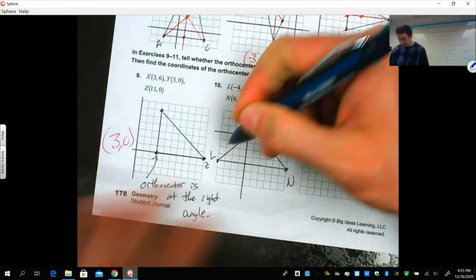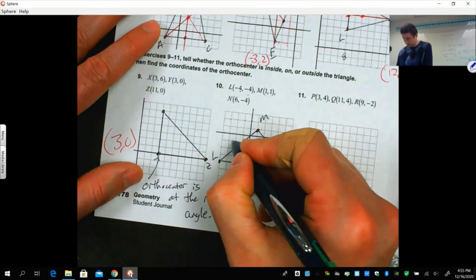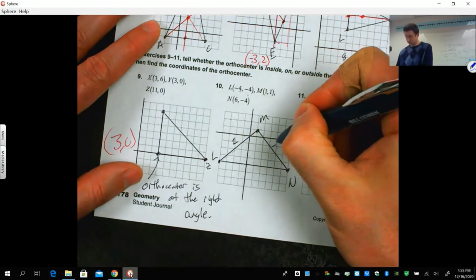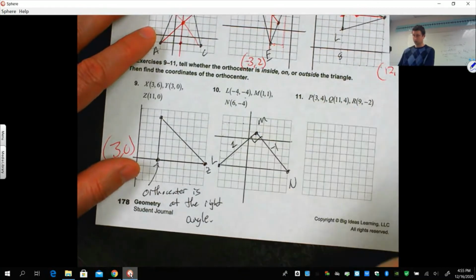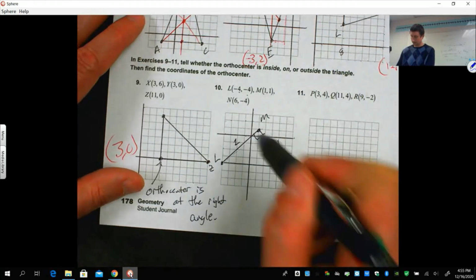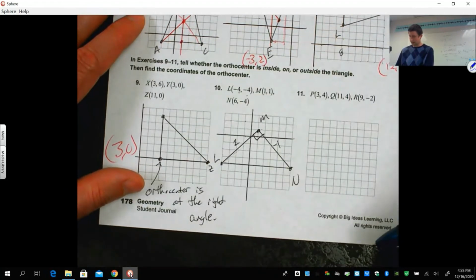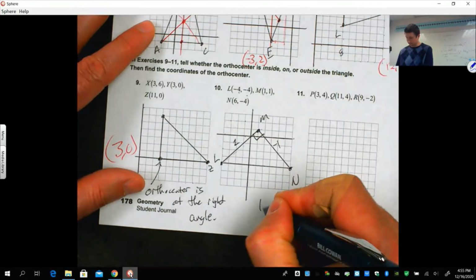If that's a right angle, let's check our slopes. This slope is up 1 over 1, so this slope is 1. This slope is down 1 over 1, so that slope is -1. We do have a right triangle, so which vertex would be our orthocenter? That would be on M, so that would be (1, 1).